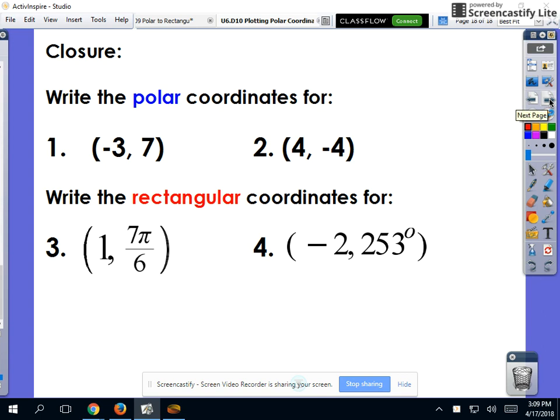All right, for closure, you have 4 questions that you can work on to make sure you know how to write polar coordinates and rectangular coordinates from the other.